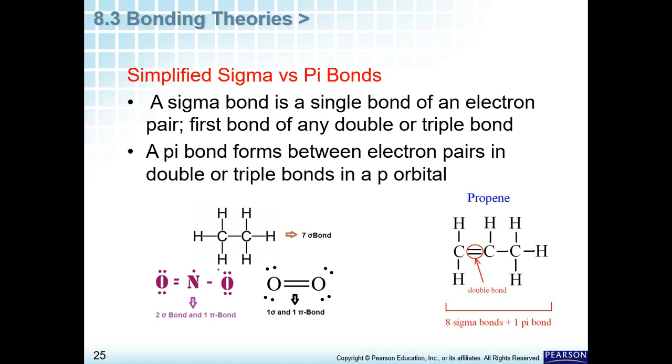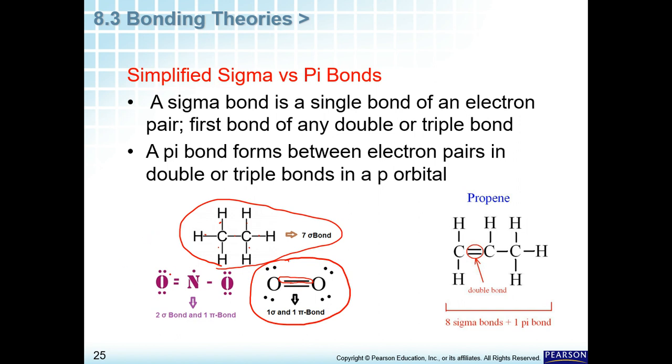So if we're looking at this first image right here, this says it has 7 sigma bonds because it has 7 single bonds. 1, 2, 3, 4, 5, 6, 7. However, if we look down at this image right here, this one has 1 sigma bond, because not only are sigma bonds single, but they are also the first line of a double or triple. So this is my sigma, and that means my other line is going to be my pi bond.